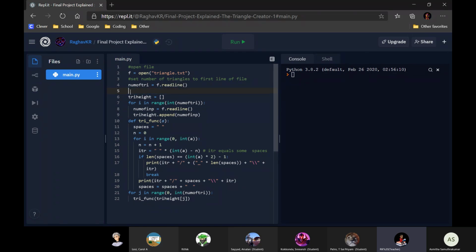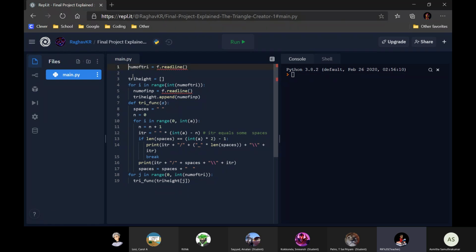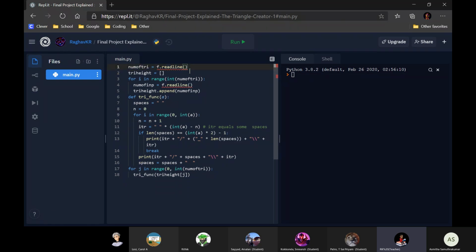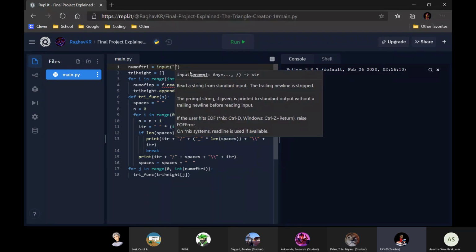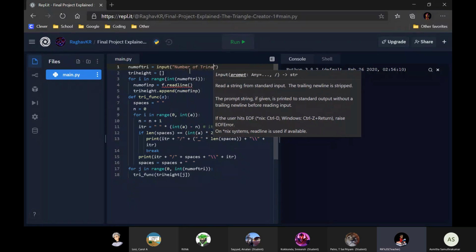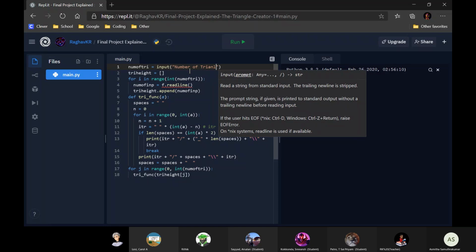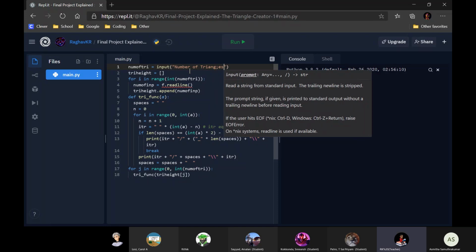Let me just show you guys an easier way to understand it with just inputs and no file handling. Instead of this, I'm just going to put input and then maybe call it number of triangles. Oh, whoops. Why is Replit so slow right now? Oh my god. This is why I need a premium subscription right now.